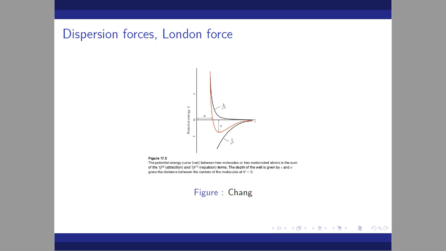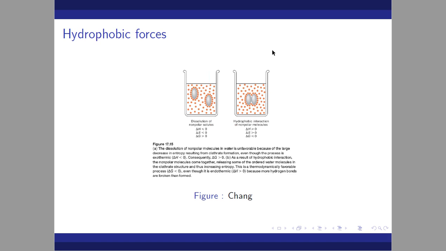So next we have the hydrophobic force. From Chang, dissolution of a non-polar solute: delta H less than 0, delta S less than 0, so delta G is greater than 0. Meaning that the hydrocarbon is separate in this one and this one.